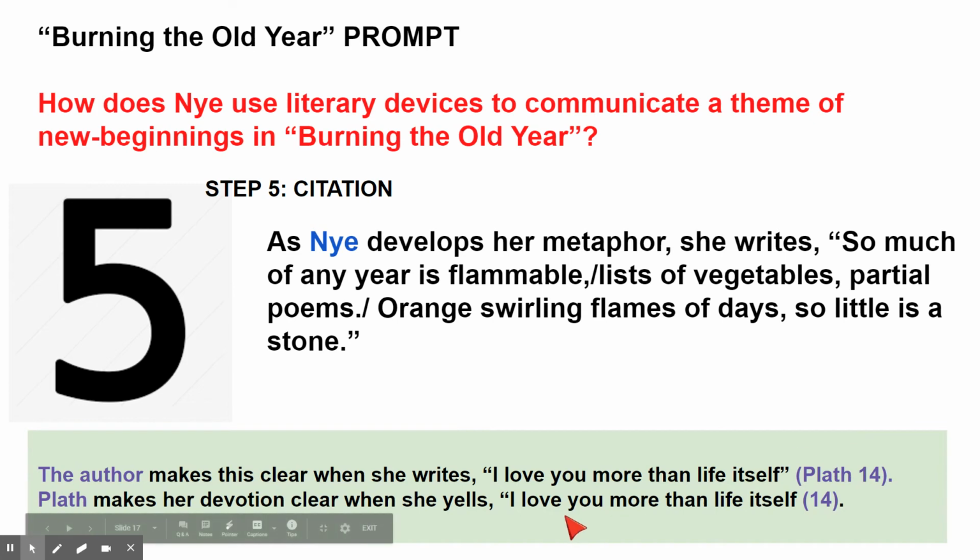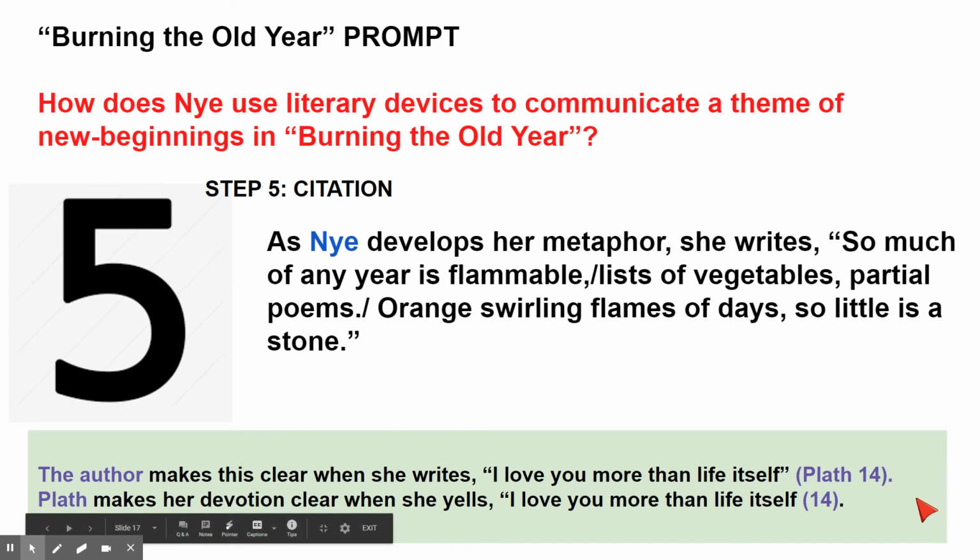So let's say I use a speaker tag like this. The author makes this clear when she writes, comma, and then I use my text evidence, I love you more than life itself. Well, you see that I wrote the author. I didn't give the author's name. So in this case, in parentheses, I'm going to have to use the author's name, and if it's available, a page number, close parentheses, and a period.